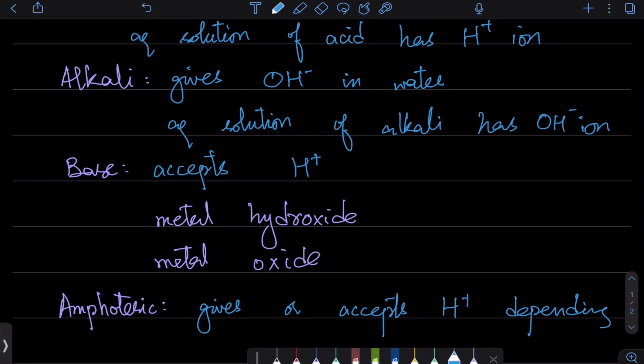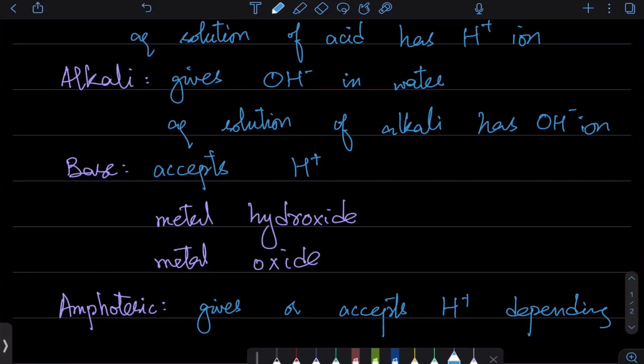So amphoteric substances give or accept H positive. हमने बोला कि acid क्या होता है? Which gives H positive. Base क्या होती है? Which accepts H positive. ठीक है? Now if anything can do both of them, अगर उसको बेस से रिएक्ट करेंगे तो वो एसिड बन जाएगा और एसिड से रिएक्ट करेंगे तो वो बेस बन जाएगा.